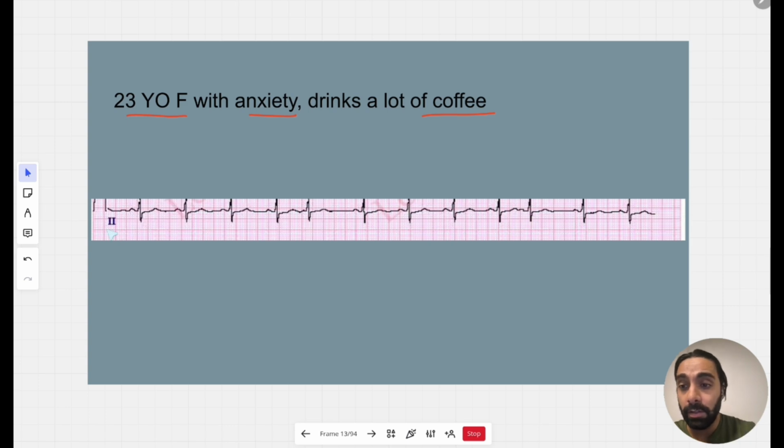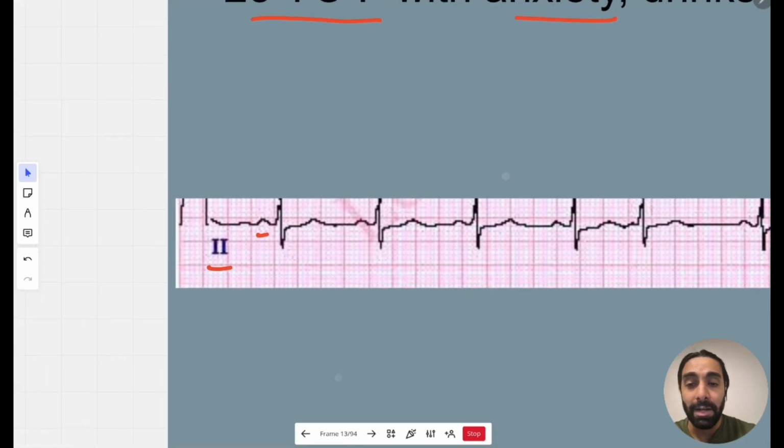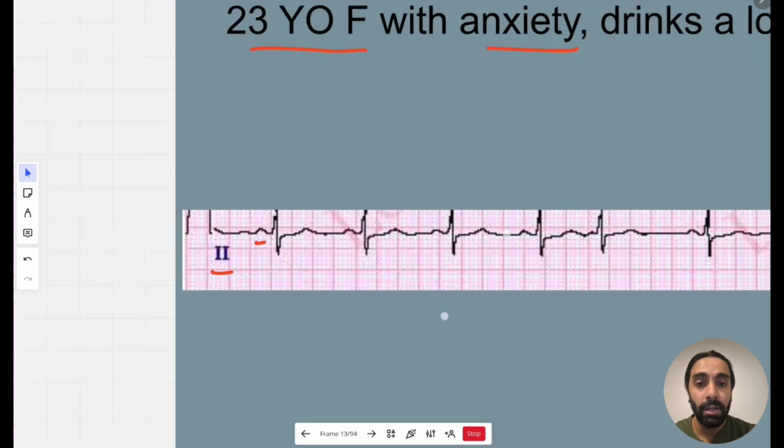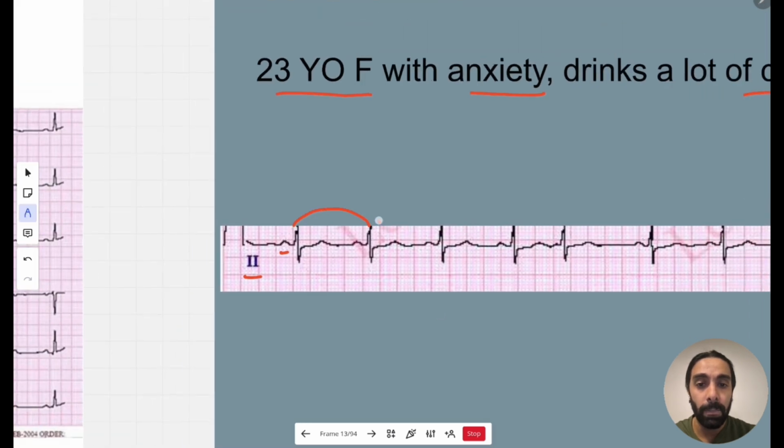This is a lead 2, which is great, so we should see a P wave that's positive in lead 2. And here the PR interval looks to be pretty normal. QRS, T, P wave, QRS, T, P wave, QRS, T. And if you notice the R to R, it looks spaced out regularly up until this point.